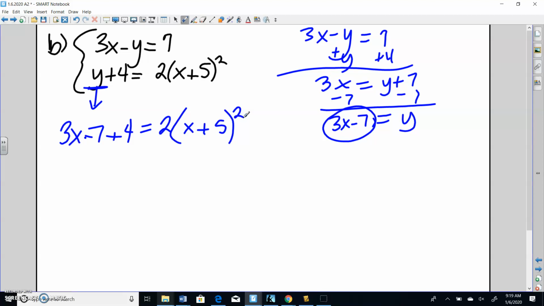Okay, so I used the first equation to isolate y so that I could substitute that into the second equation. So then I would only have one variable in the second equation. Notice I don't have any y's left in my second equation. I just have x. So that's going to allow me to solve for x. So I'm going to simplify the left. 3x minus 7 plus 4 is 3x minus 3.